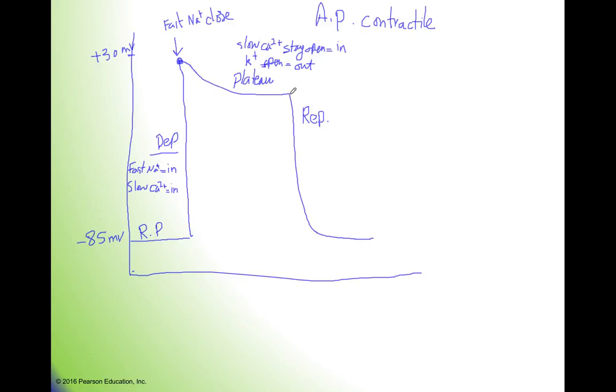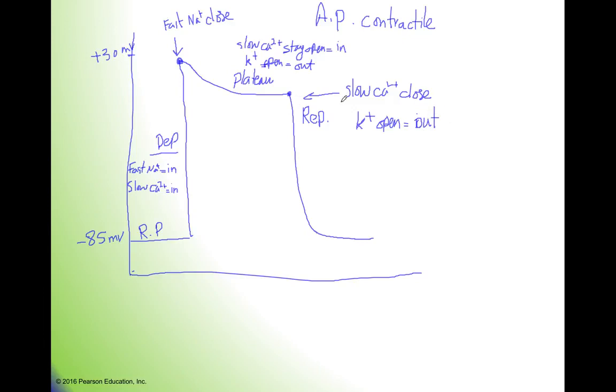Now, as you get to here, or during this process, what's going to happen is you're going to start to what? Close up your calcium channels. So slow calcium channels are going to close, which means no more calcium is going to come in, and all of your potassium channels are going to be completely open, which means potassium is going to continually move out.